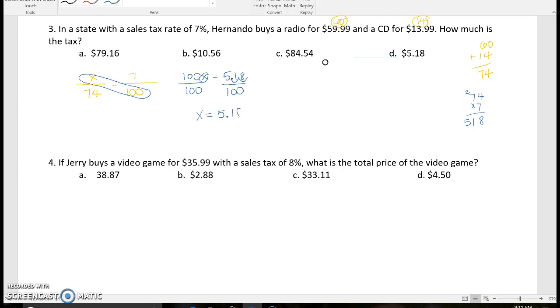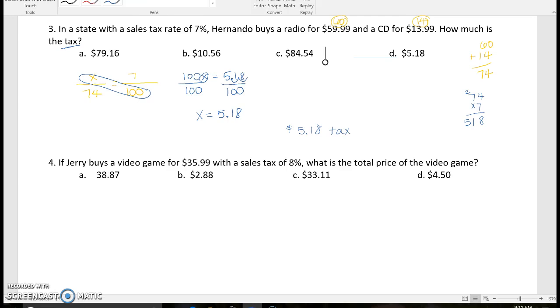So $5.18. How much is the tax? So yes, that is what I'm looking for. I'm looking for the amount of tax. So it's $5.18 tax. Okay.